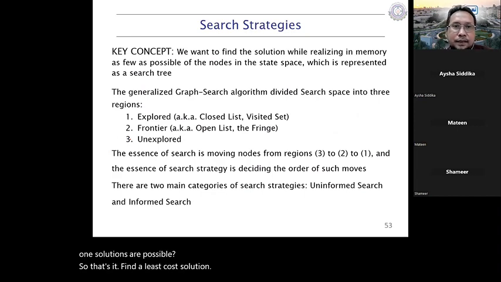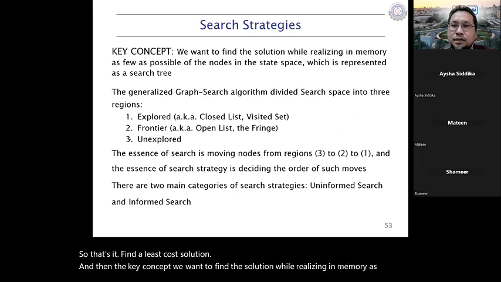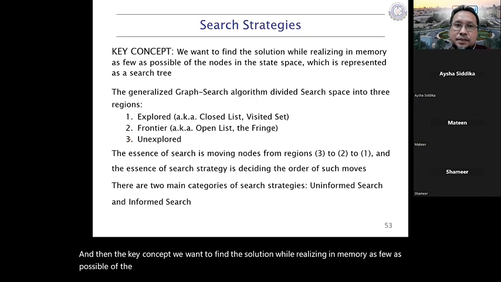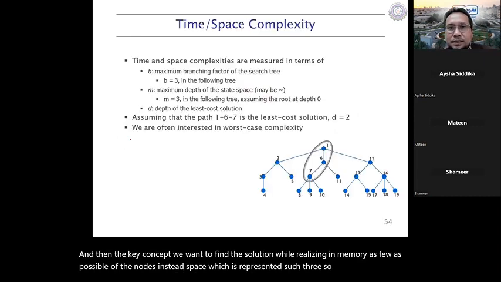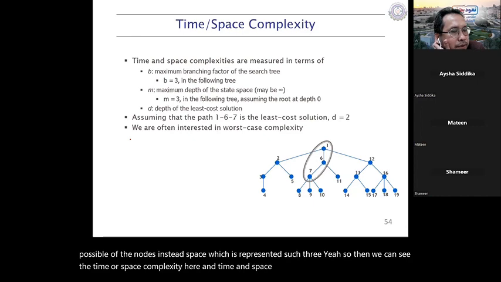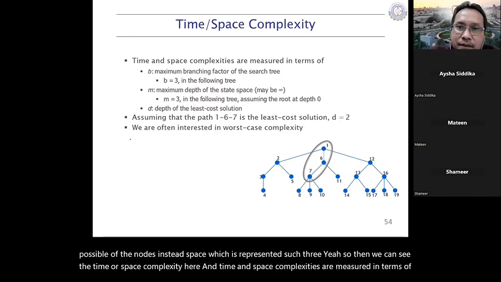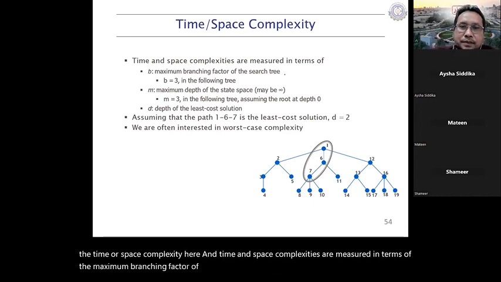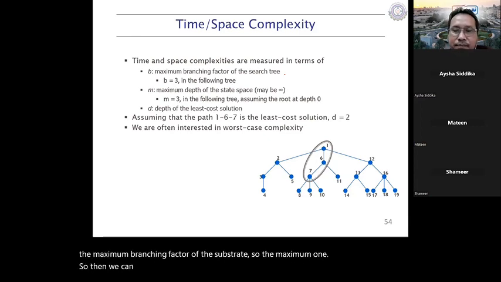The key concept is that we want to find the solution while keeping in memory as few as possible of the nodes in the state space, which is represented by the search tree. Time and space complexities are measured in terms of the maximum branching factor of the search tree, and the maximum depth.